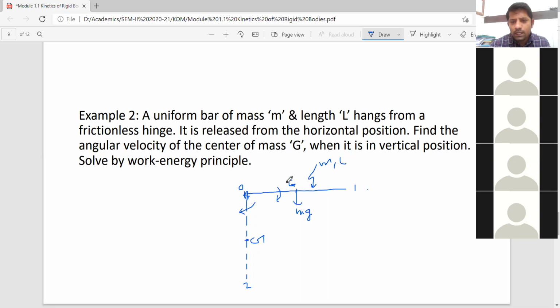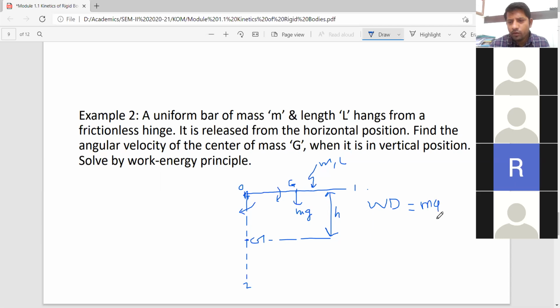Now you see how much is the displacement of the center of gravity in the vertical direction. How much did it travel in the vertical direction? If you see, the distance traveled by the center of gravity is this much. The force acting in the vertical direction is mg. Say this distance is equal to h. So work done, WD, will be equal to mg into h.